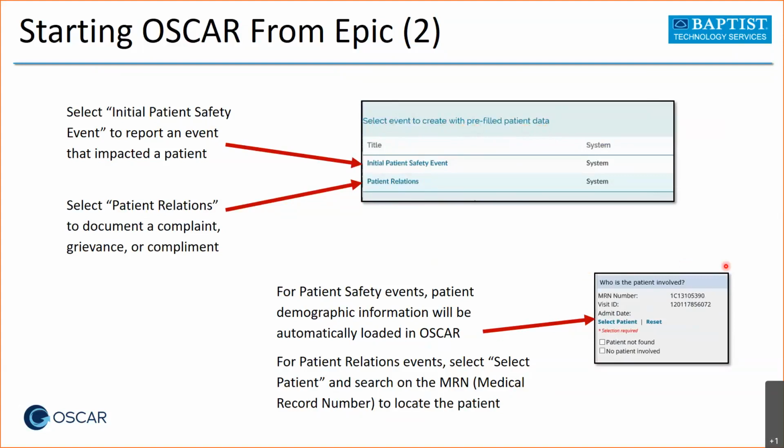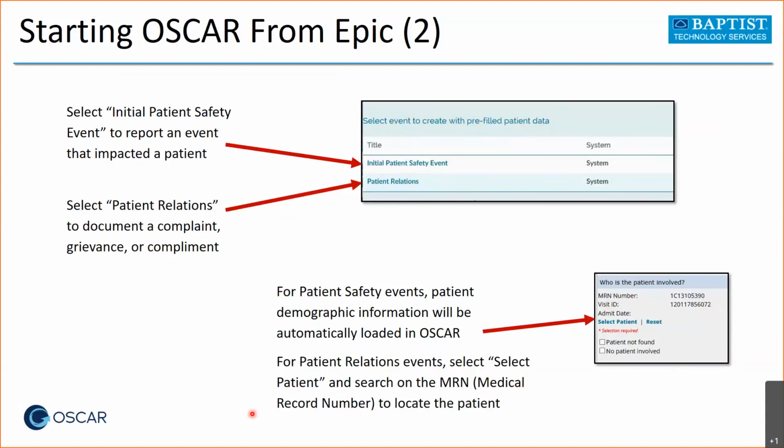During the filling out of the form, you will have one of the selections that asks who is the patient involved. When you've come in through Epic and selected the initial patient safety event, this information, the MRN number and the visit ID, will be pre-filled for you. The patient demographics will also be associated with the event and will be visible to the reviewing managers.